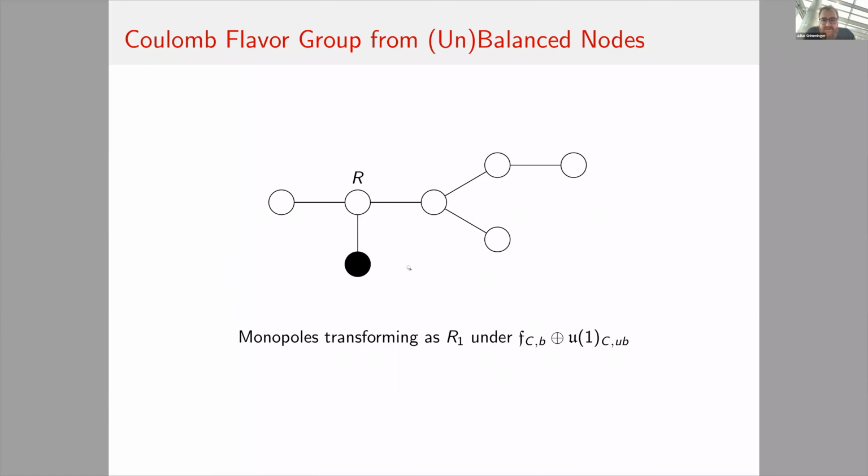Quick question: when you say unbalanced, it's always overbalanced, right? Positive balance. Yes. Okay. Good. So I always want to flow to a conformal theory. Yeah.